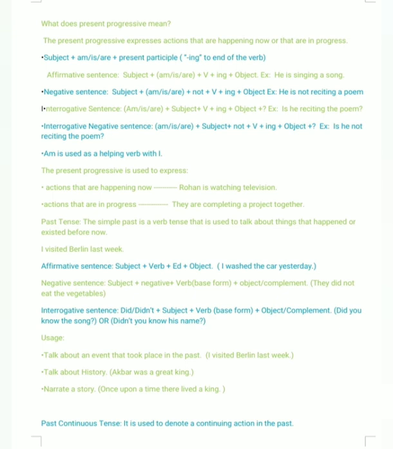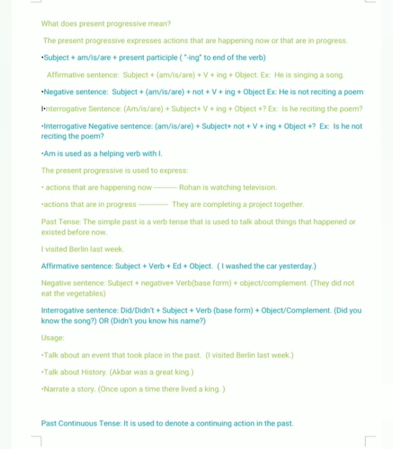For framing an interrogative sentence in simple past, what do we have to do? We can use either did or didn't plus subject plus verb's base form plus object or complement, like: did you know the song, or didn't you know his name?